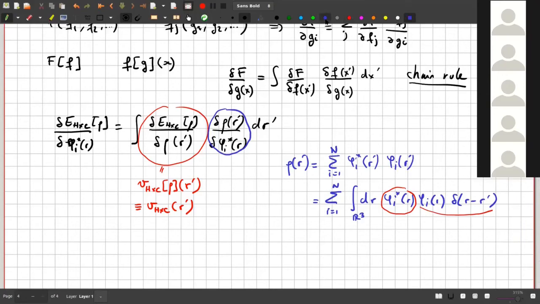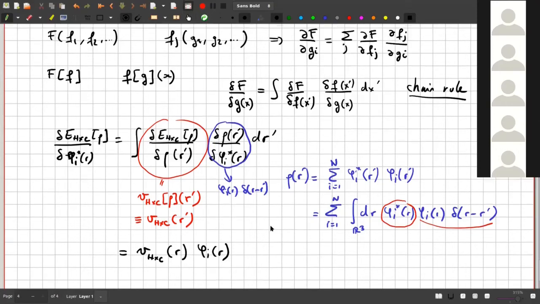So this expression here is simply phi I of r times the delta function. The delta function allows you to calculate the integral over r prime by simply replacing r by r prime. Sorry, the reverse, r prime by r. And at the end, this derivative is simply the Hartree exchange correlation potential evaluated at r times phi of r.